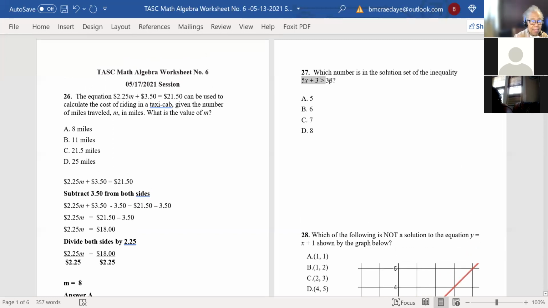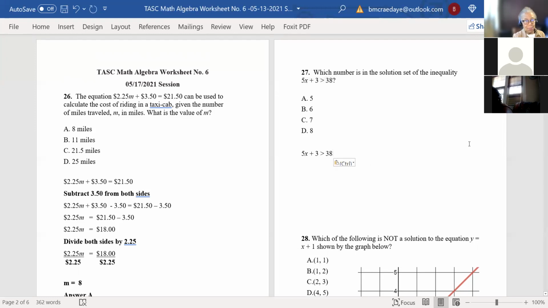Let's put that inequality up. So let's just copy that inequality, and tell me, how did you figure out the answer? You subtract 3 from both sides. Okay, all right, let's subtract 3 from both sides. You could do this with mental math too, right?